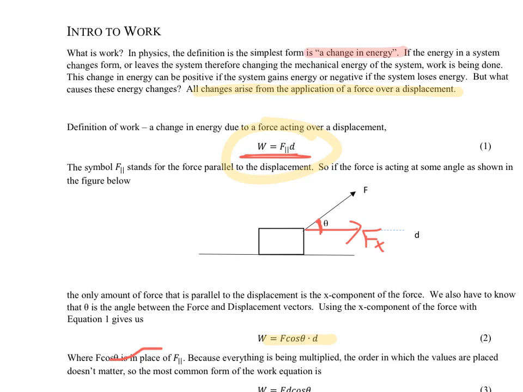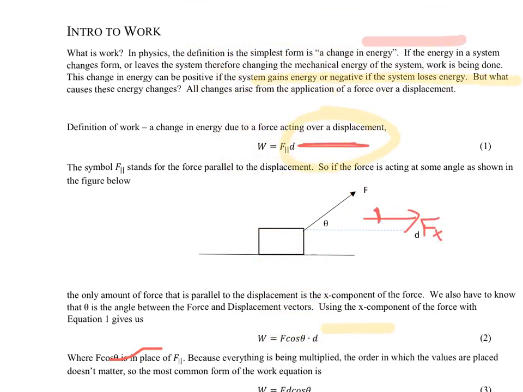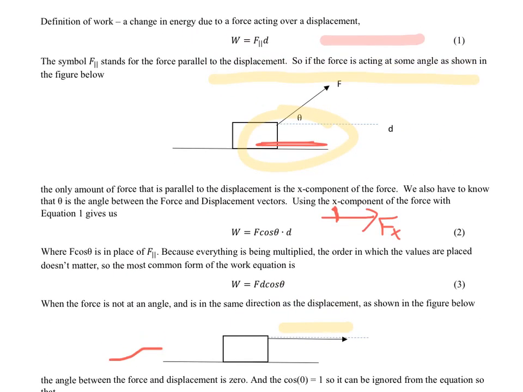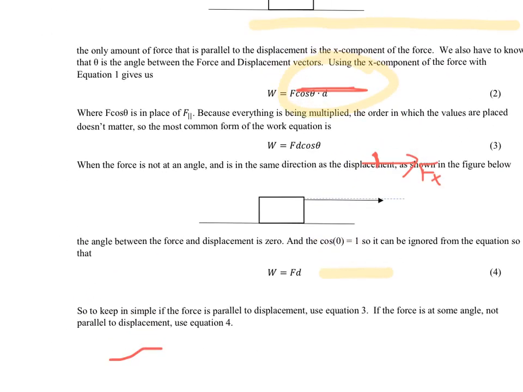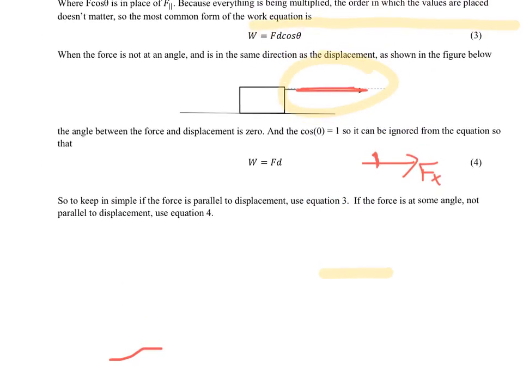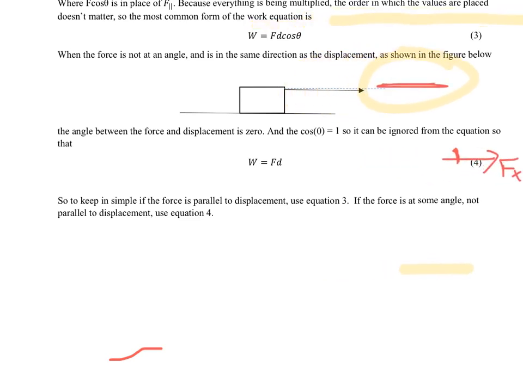So I'm not going to read through this with you. That's just now moving my writing here. We mentioned the other day that when there is no angle, we will get the maximum amount of work being done. Anytime there's an angle, it changes how much force is parallel, so it'll always be less than its max whenever they're pointing in the same direction.